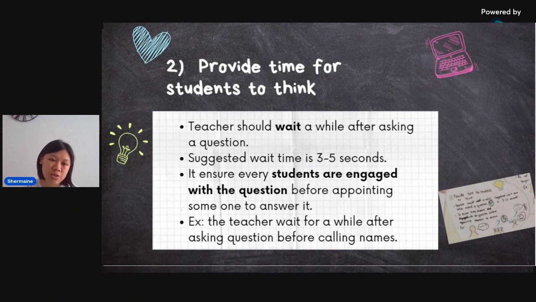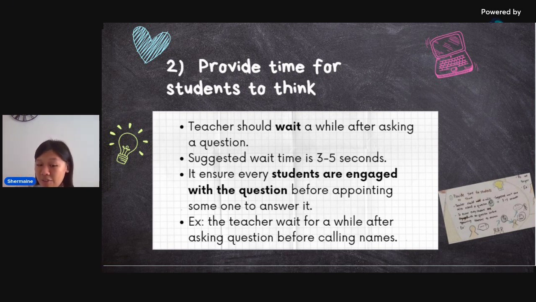Second is to provide time for students to think. The teacher should wait for a while after asking a question. The suggested wait time is 3 to 5 seconds. This is to ensure that all students are engaged with the question before you appoint someone to answer. For example, the teacher asks, do you prefer summer or winter? But he doesn't appoint anyone yet. He just asks the whole class in general and then waits for a while before he says, okay, Sean, and then only asks Sean to answer.